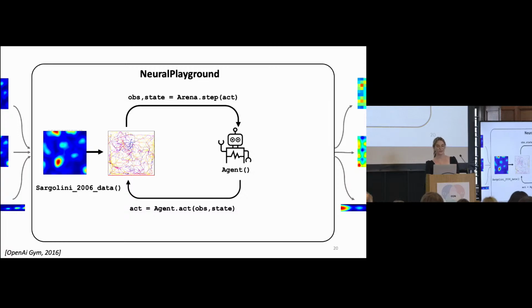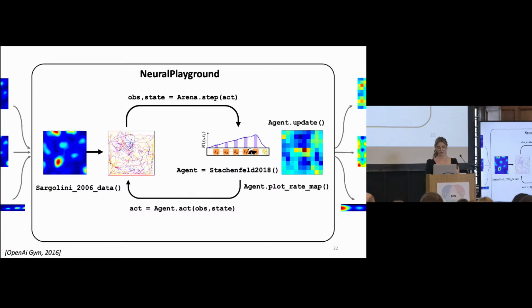With the aid of NeuralPlayground, it becomes effortless to visualize both the recorded rate map and the trajectory of the animal in the arena. For the agent, we choose the SR model, developed by Stachenfeld and colleagues. After walking around in the environment and updating its model, the agent is able to create this type of grid-like representation.